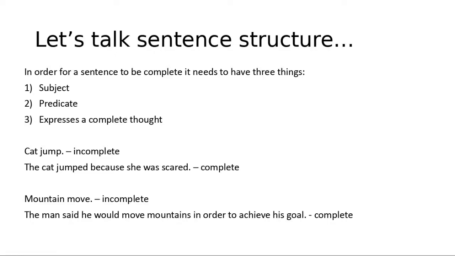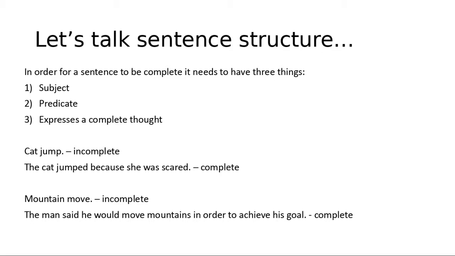All right, so today we are going to be talking about sentence structure. We have already talked about what makes up a sentence. Like the basics of a simple sentence are that it has to have a subject, it has to have a predicate, and it has to express a complete thought. So you already have a solid understanding that the difference between these examples on the screen are that one's incomplete and one's complete. So cat jump, for example, is incomplete.